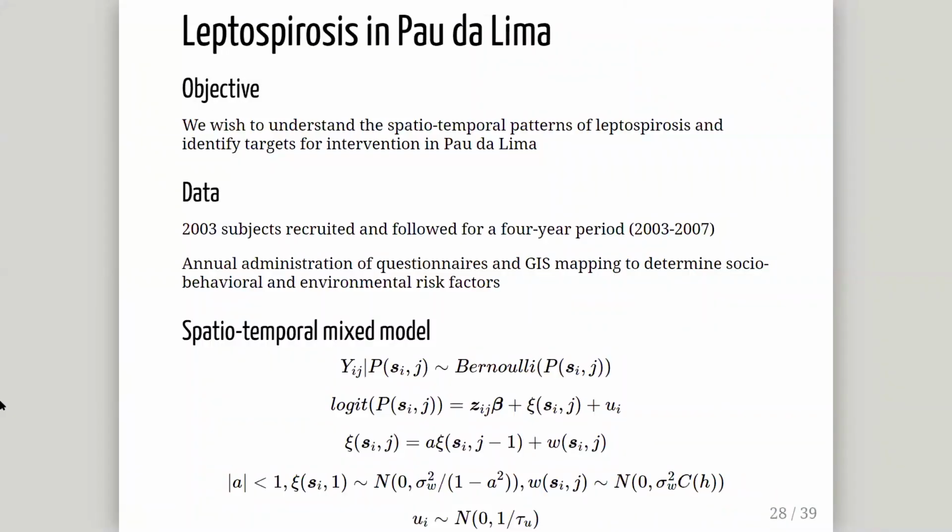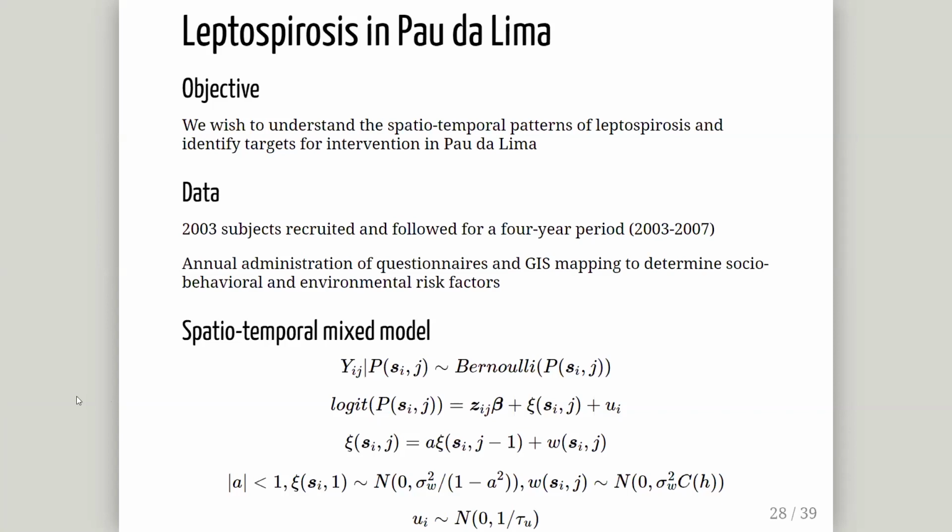So here the objective is to understand the spatiotemporal patterns of leptospirosis and identify targets for intervention in Paula, Lima. We recruited 2003 subjects and followed them for a 4-year period. And each year we administer questionnaires and GIS mapping to determine socio-behavioral and environmental risk factors.